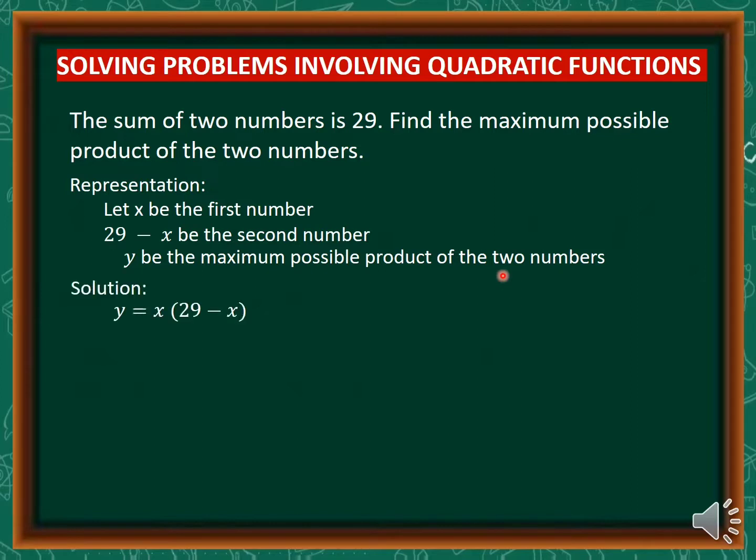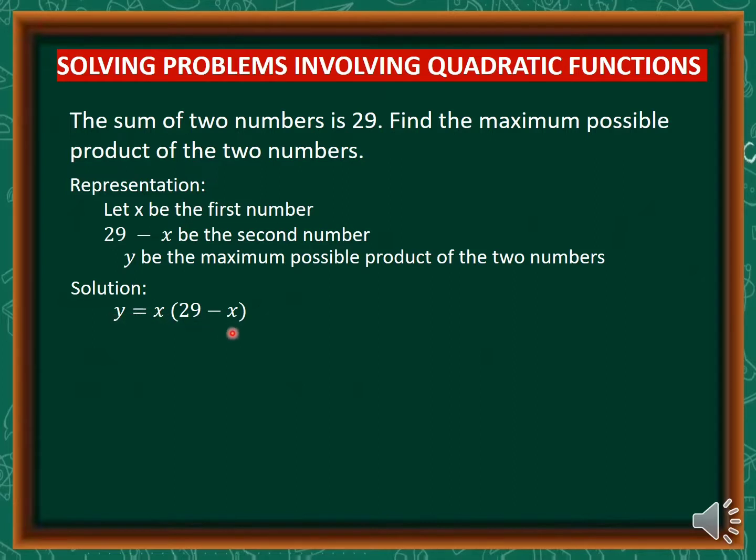Now, in our graph, let us have our solution. Y is equal to x times 29 minus x. Bakit ito po yung na-form natin equation? Sabi dyan, possible product of two numbers. Sabihin, yung dalawang numbers na yan, si x at saka si 29 minus x, kukunin lang natin yung product. And that is, syempre, quadratic function ito. So, y is equal to x times 29 minus x.